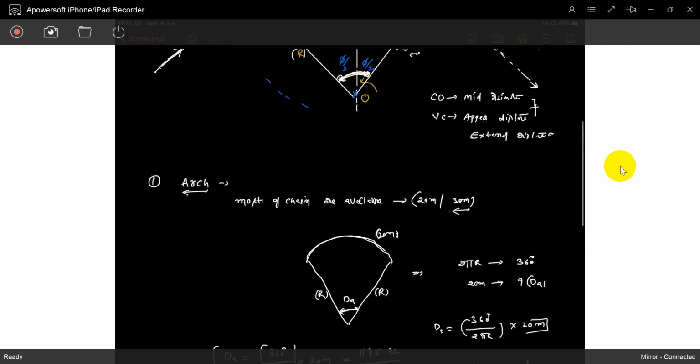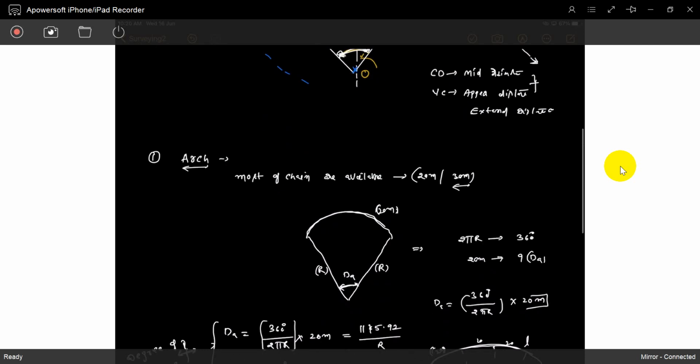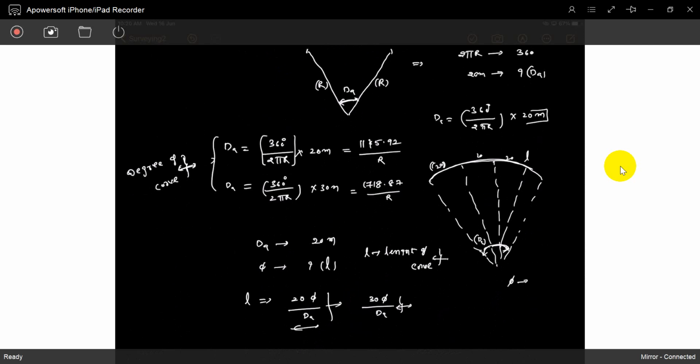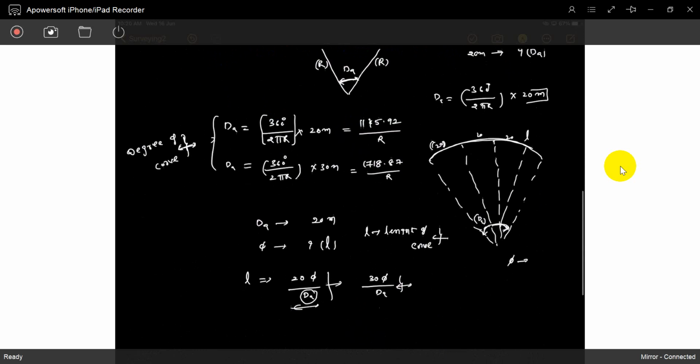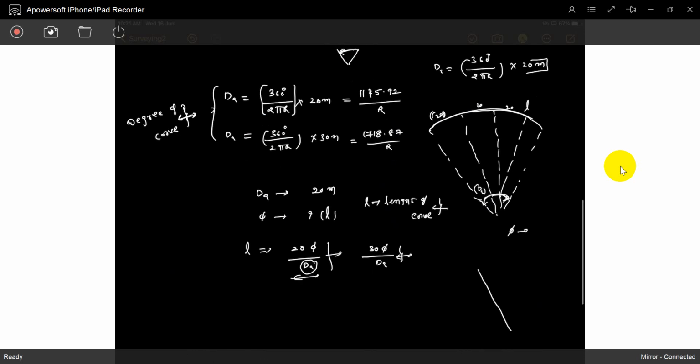Next, what will we do? We already calculated the length of the curve. Otherwise, there is no need for the degree of the curve. If you know the direct value of phi, there is no need. These are just the basic terminologies used in the survey setting of the curve.